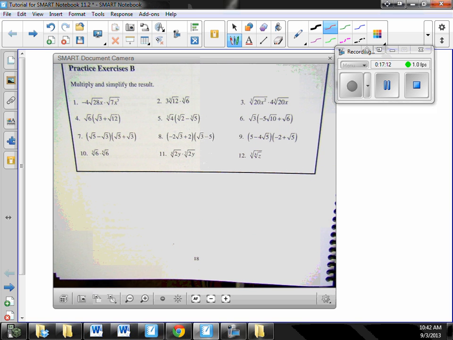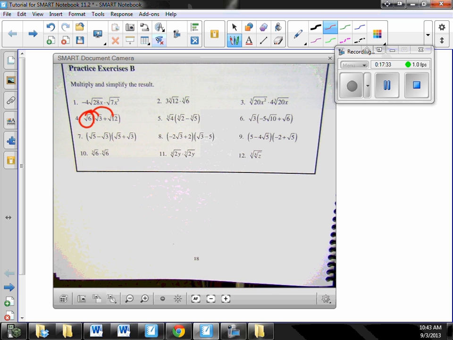Number 7 is a little bit different. Robbie, you might want to pay attention to this. So in number 7, it's different from 4. In number 4, I had 1 term times 2 terms. But in number 7, I have 2 terms times 2 terms. So I need to distribute both of them.